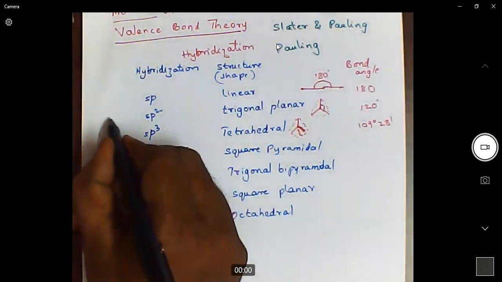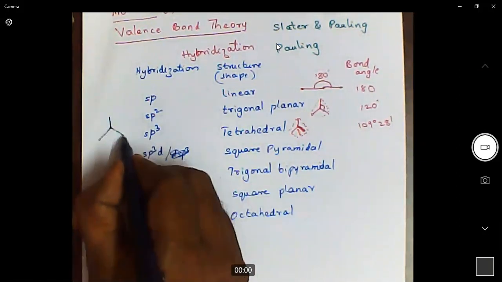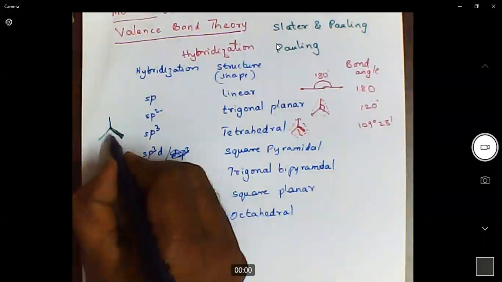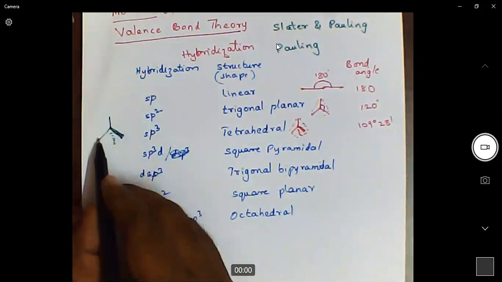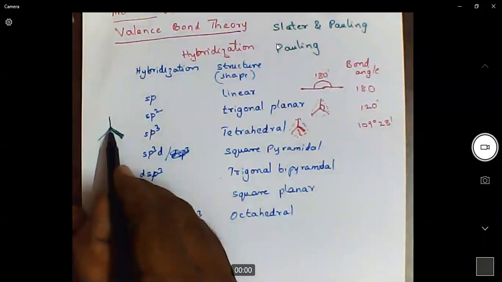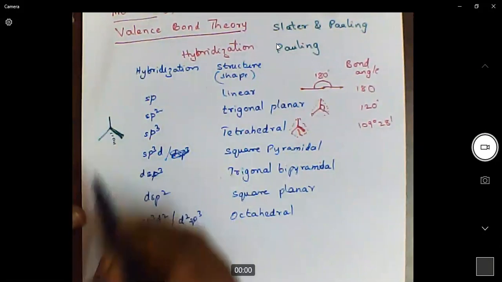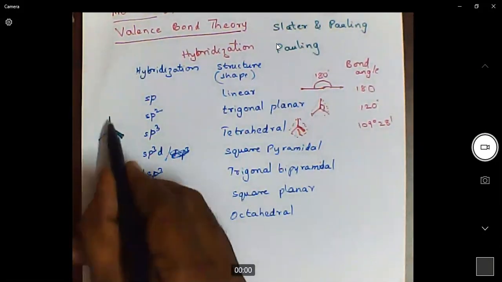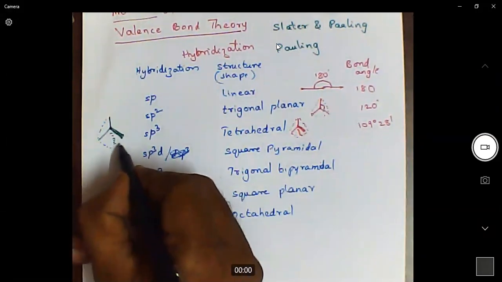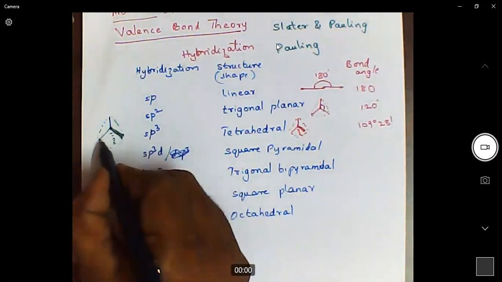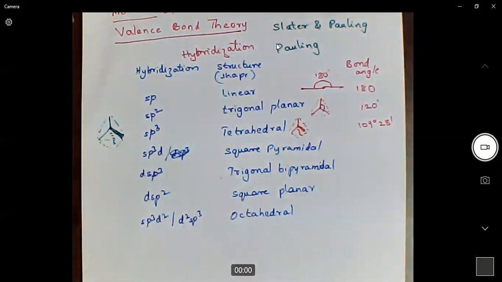I'll try to represent it here again. Central atom, it is bonded to 4 atoms. Central atom, each point represents an atom. So central atom is bonded to 4 atoms. Now look at this structure. This is the overall shape of the molecule. Okay, without dotted lines it is perfect. So the tetrahedral bond angle is 109 degrees 28 minutes.